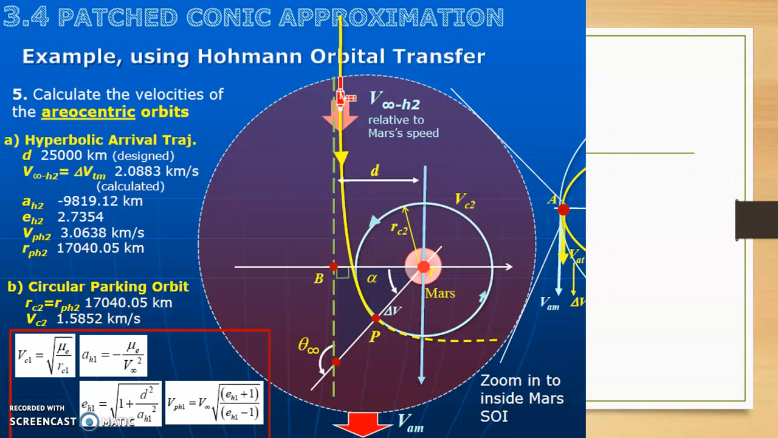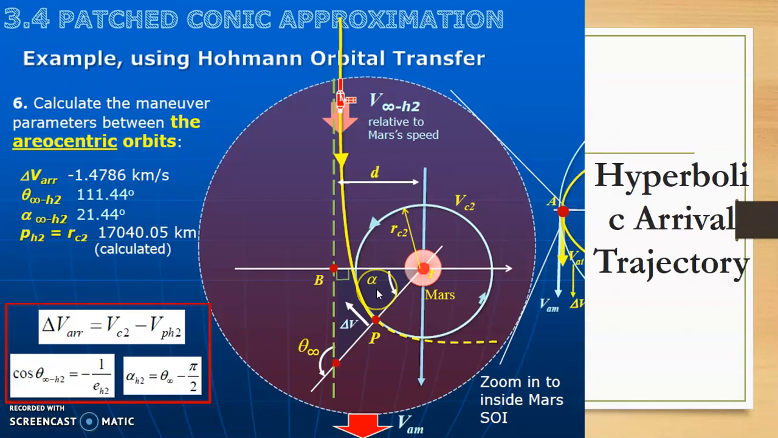So we're going to find the velocity of the incoming trajectory and the velocity of the circular parking orbit of Jupiter. That is the main concept of what we're going to find. So we're going to calculate the value of A, which is the semi-major axis, the eccentricity, the velocity VPH2, VRPH2, and so on.